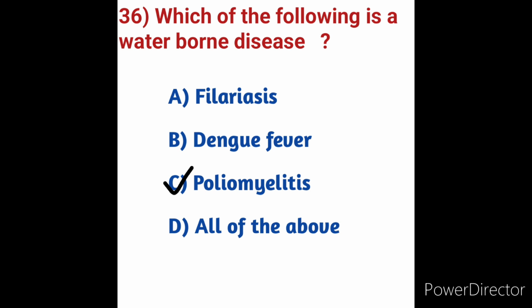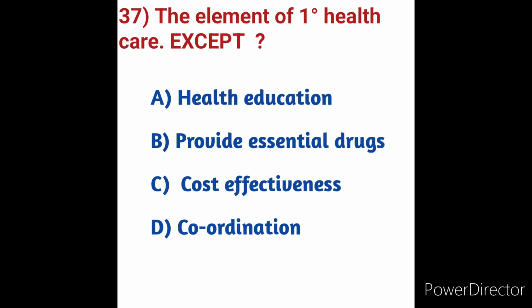Next we will move on to question number 37. The element of primary health care is, except. We will see the options. First, option A, health education. Option B, provide essential drugs. Option C, cost effectiveness and coordination.